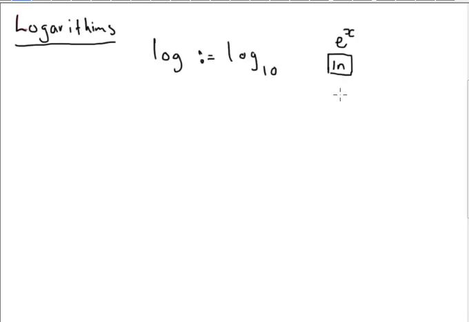Now, what did I say? What is the inverse of an exponential function? Logarithm function, isn't it? This is a logarithm function. When we write this ln this way, we actually mean natural logarithm.